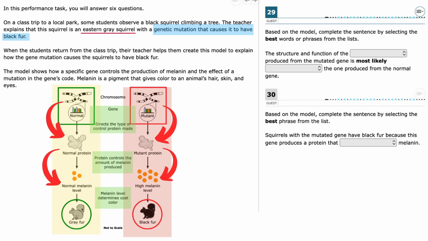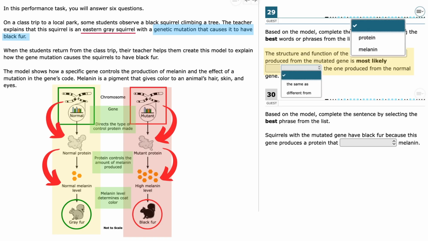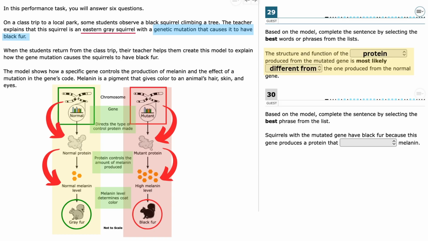The questions test your understanding of how the mutated gene leads to a different protein and how that change affects the squirrel's fur color. The structure and function of the blank produced from the mutated gene is most likely blank the one produced from the normal gene. The model shows that the mutated gene leads to a mutant protein, which causes higher melanin levels and results in black fur. Since the effect is different, the protein must also be different from the normal one. Correct answer: the structure and function of the protein produced from the mutated gene is most likely different from the one produced from the normal gene.